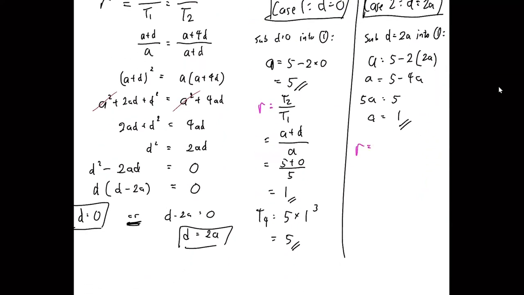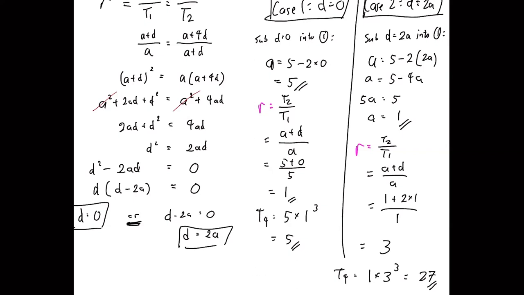R is actually equal to T2 over T1, which is A plus D over A. But in this case, A is 1, and D is 2A over A. But wait a minute, A is 1, so it's really just 2 times 1. And the A at the bottom can also be replaced with a 1. Simplify, you get 1 plus 2 over 1, which is just 3. Are we done? No, we still need to find T4. So T4 is now equal to A times R power 3. So it's 1 times 3 power 3, which is 27. That's how we get our answer for the two values of T4.